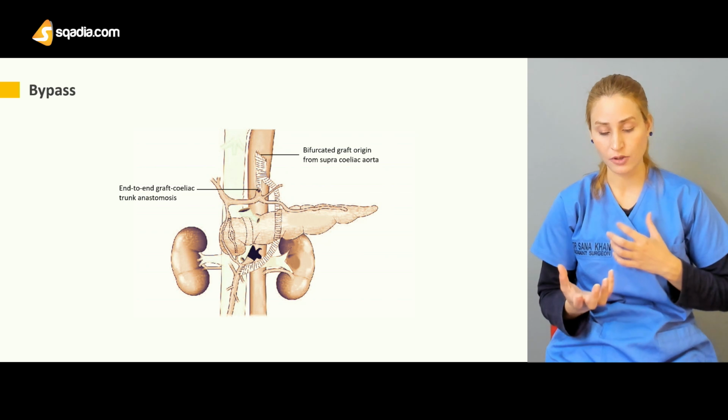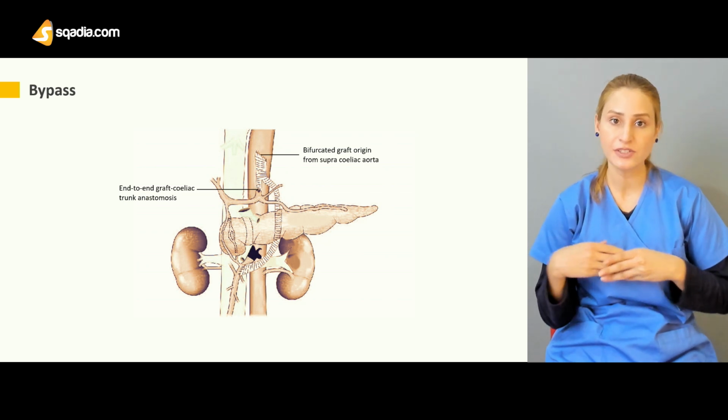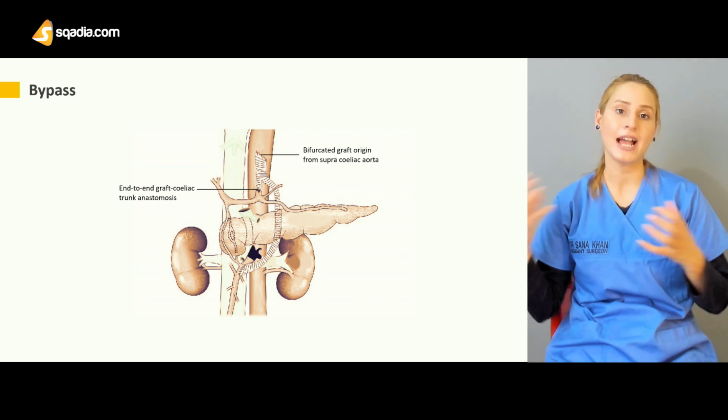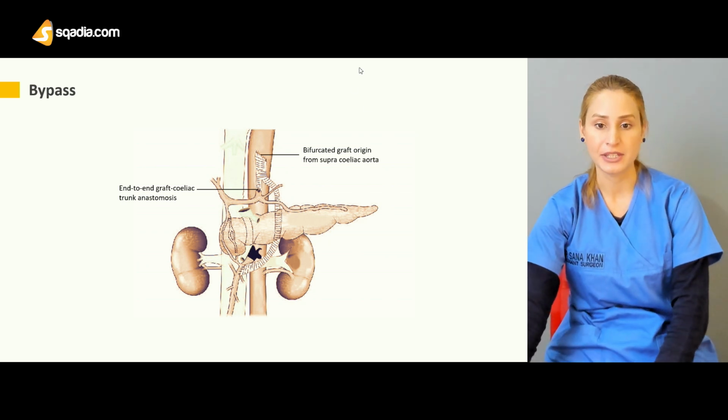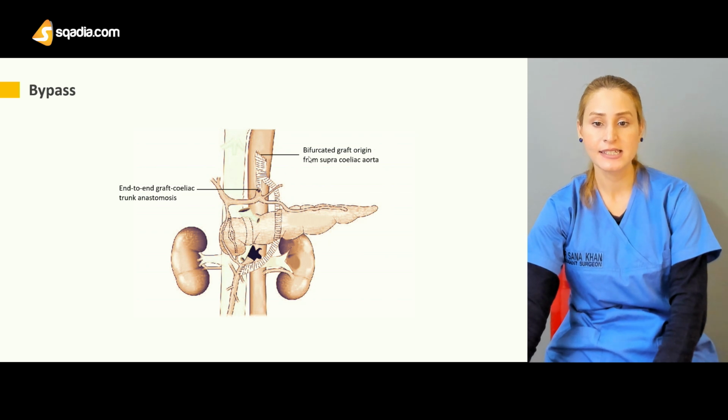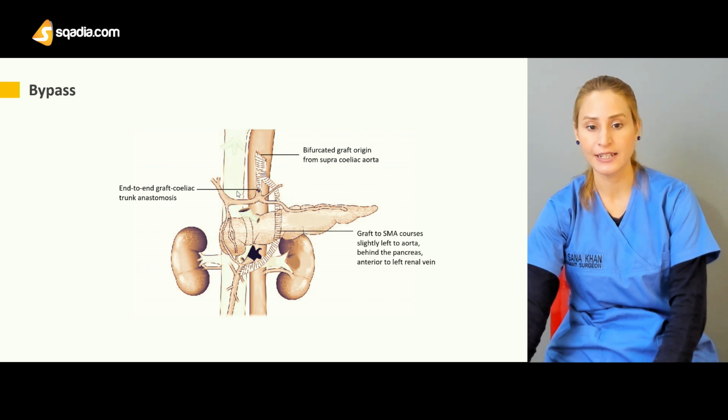So you can reconstruct it as it is, or you have to take a graft, and most of the time the great saphenous vein graft is used. You can see this is a bifurcated graft from the supraceliac aorta, and you can see the end-to-end celiac trunk anastomosis, right here. And this is a graft to the SMA, which is coursing slightly left to the aorta, behind the pancreas, and anterior to the left renal vein.